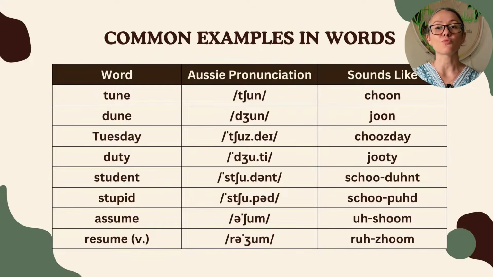So this list is really common in Australian English. However, you'll also most likely hear them in a lot of British English accents as well. But of course, I focus on Aussie English, so I will refer to Aussie English. First one, tune can be pronounced as chune. Dune can be pronounced as June. Tuesday can be pronounced as Chewsday. Duty, duty, and I'm using a T flap there, so it can be juty or juty.